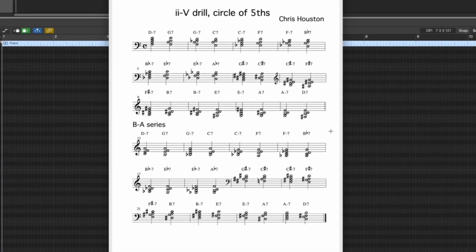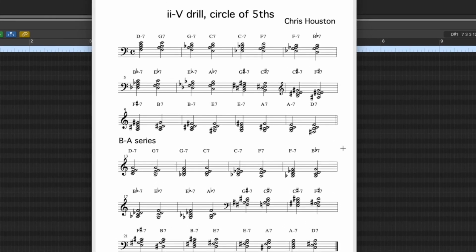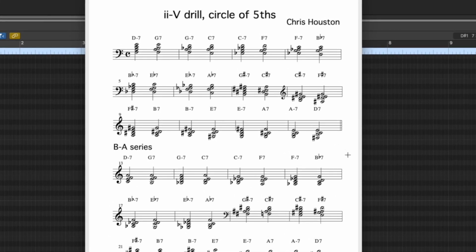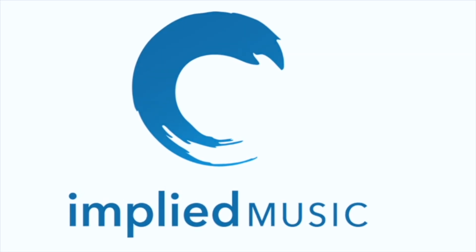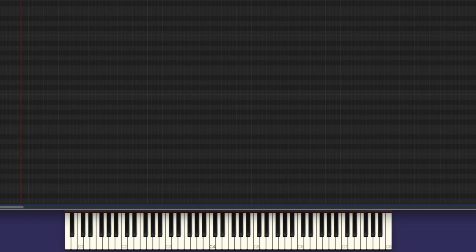What it doesn't say on this sheet is these are rootless voicings. What's a rootless voicing? Well, let's take a look at it. I guess the first thing we should do is take a look at a chord voicing that has a root.